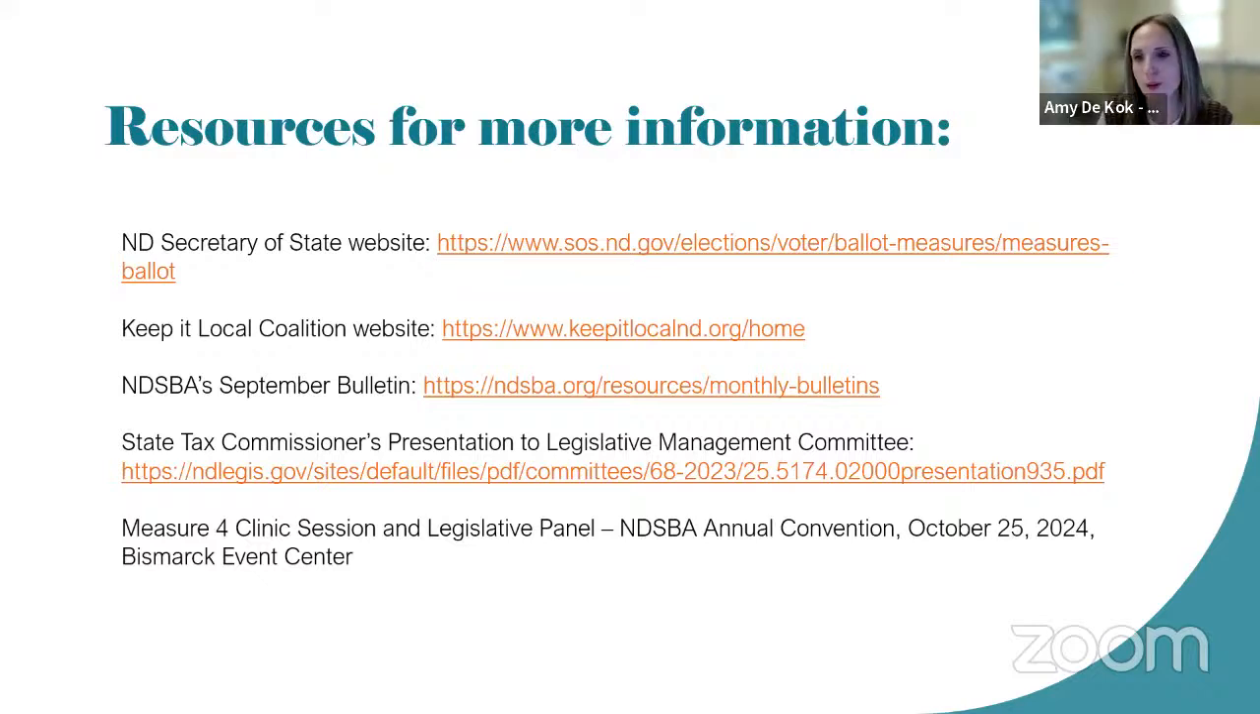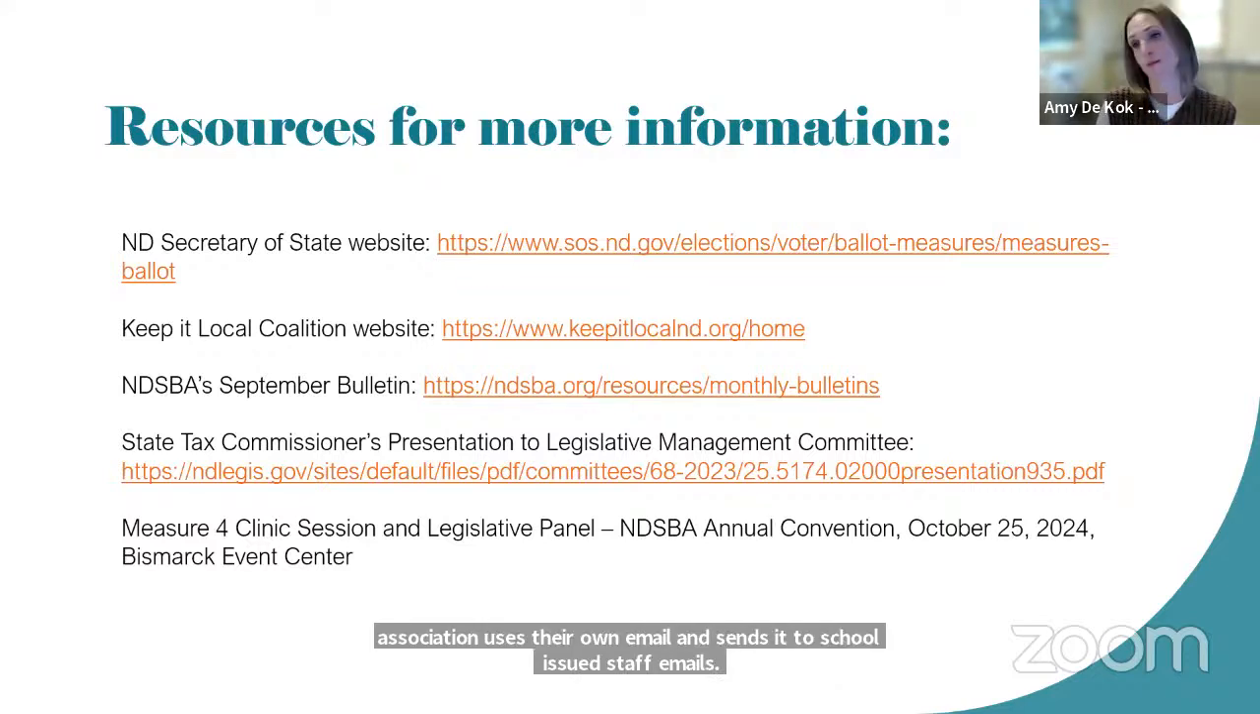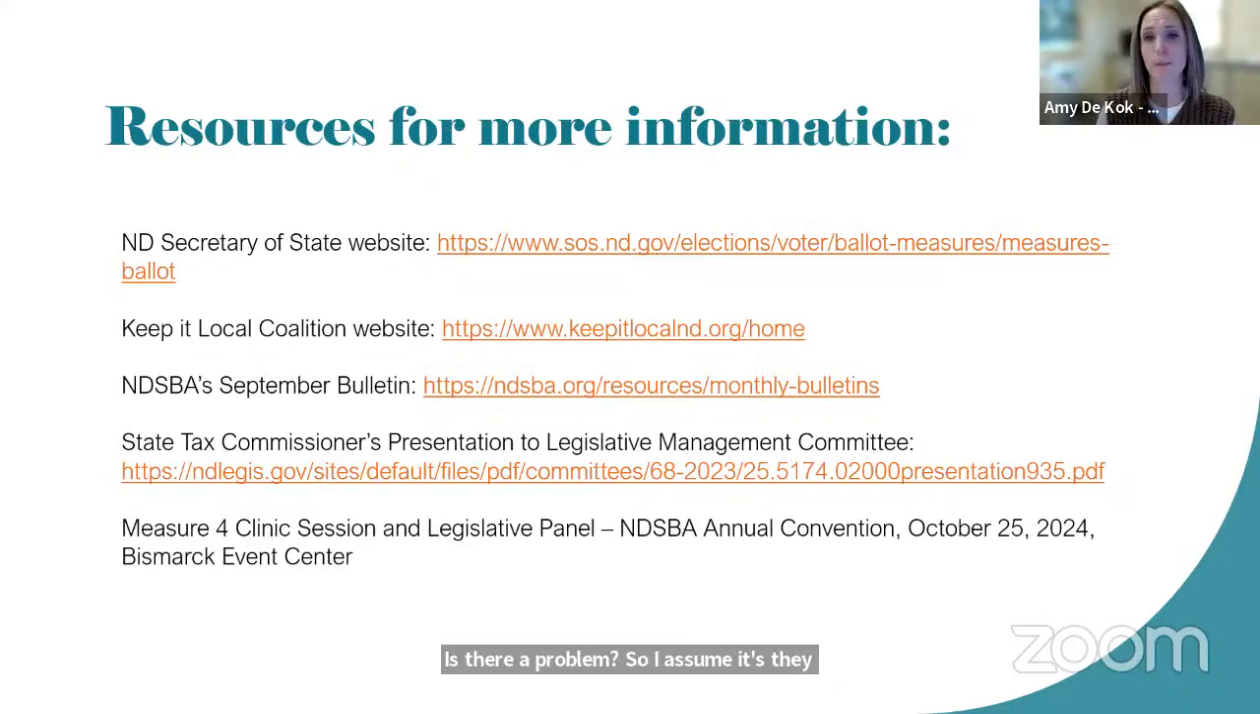Awesome. I've got a question. If your teacher association uses their own email and sends it to school-issued staff emails, is there a problem? I assume they might be sending out information about Measure 4. I'm not sure if it says vote no, vote yes, whatever the case may be. I don't think there's anything wrong with receiving emails to your school email account. You don't really have control over that.